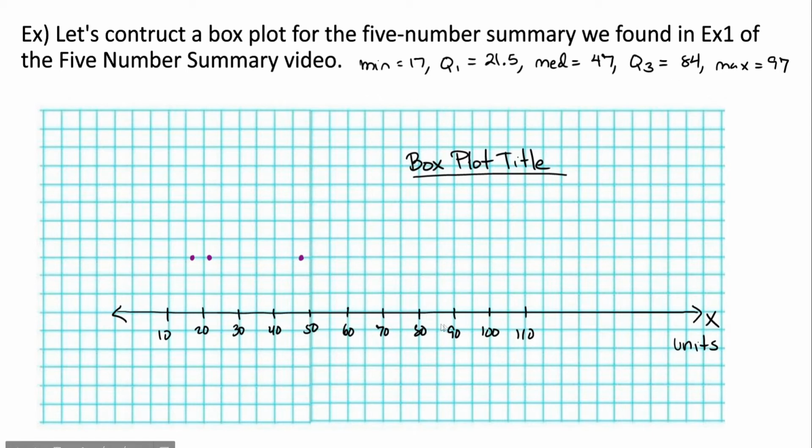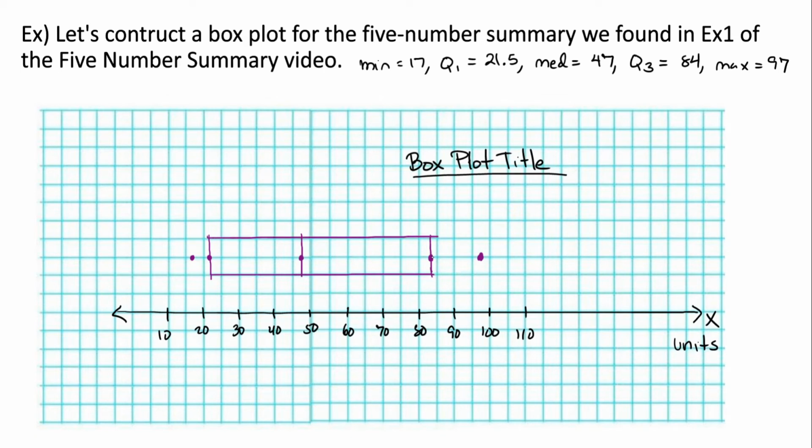Q3 is 84, so that will be between 80 and 90, but close to the middle and a little bit closer to 80. And then our maximum is 97, so that's going to be between 90 and 100, but a little bit closer to 100. Now we would draw vertical lines through where we have Q1, through our median, and through Q3, and then connect them to make a box.